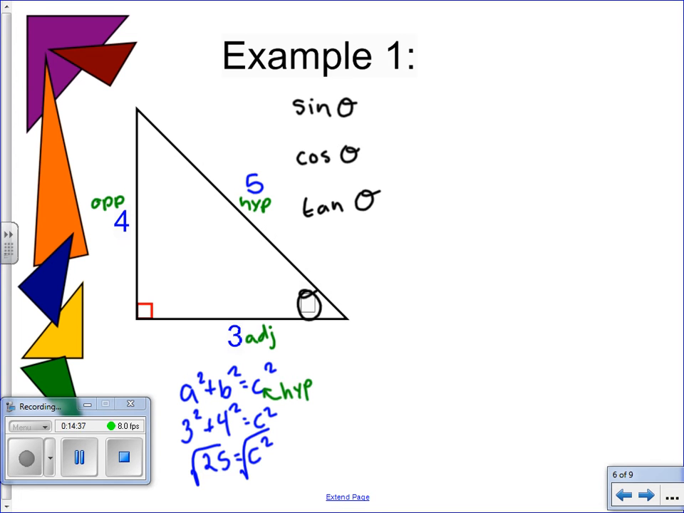Now can you find sine, cosine, and tangent? Sure. Okay. Using SOHCAHTOA, that great tool. So is opposite over hypotenuse, so 4 over 5. Ka is adjacent over hypotenuse, so 3 over 5. And tangent would be opposite over adjacent, so 4 over 3.